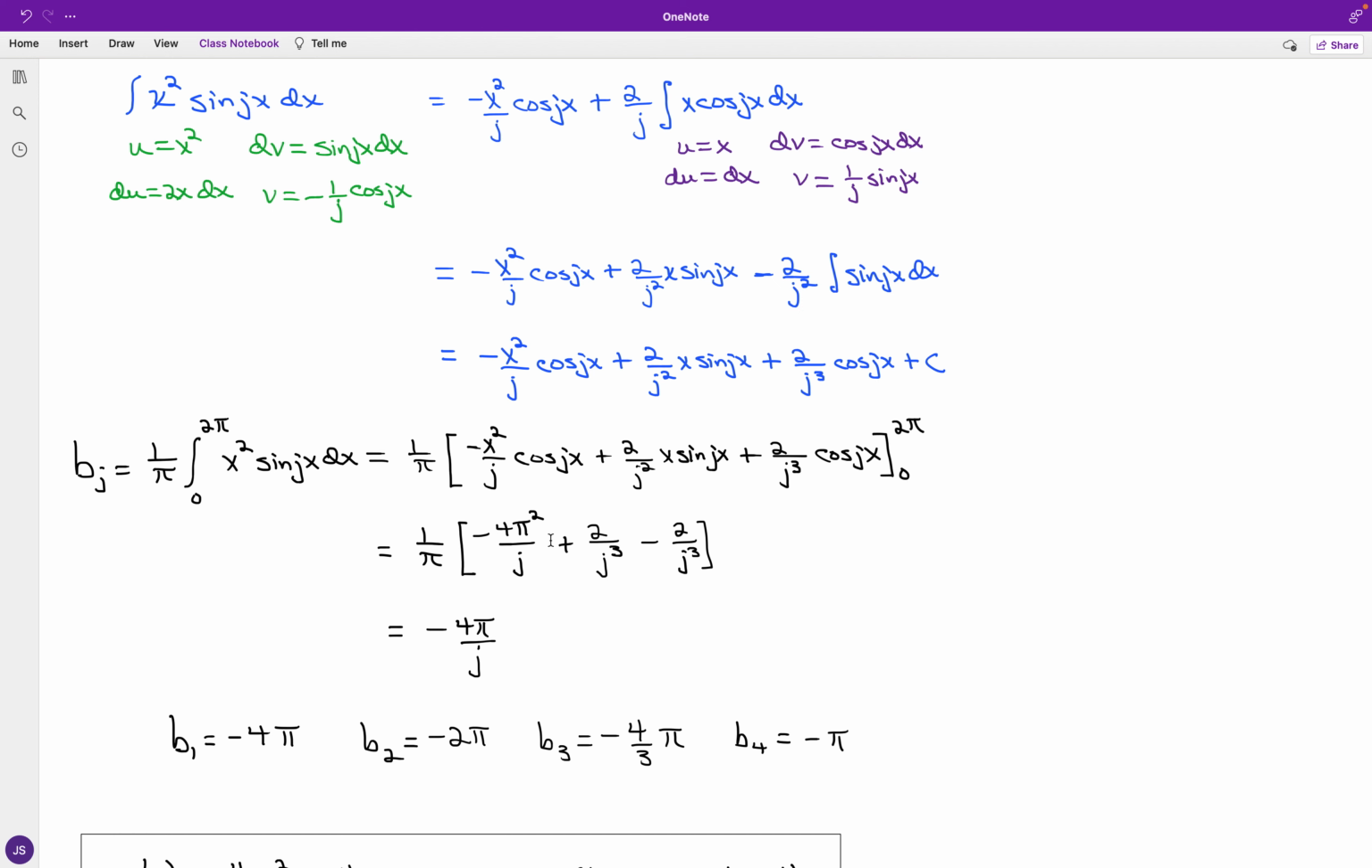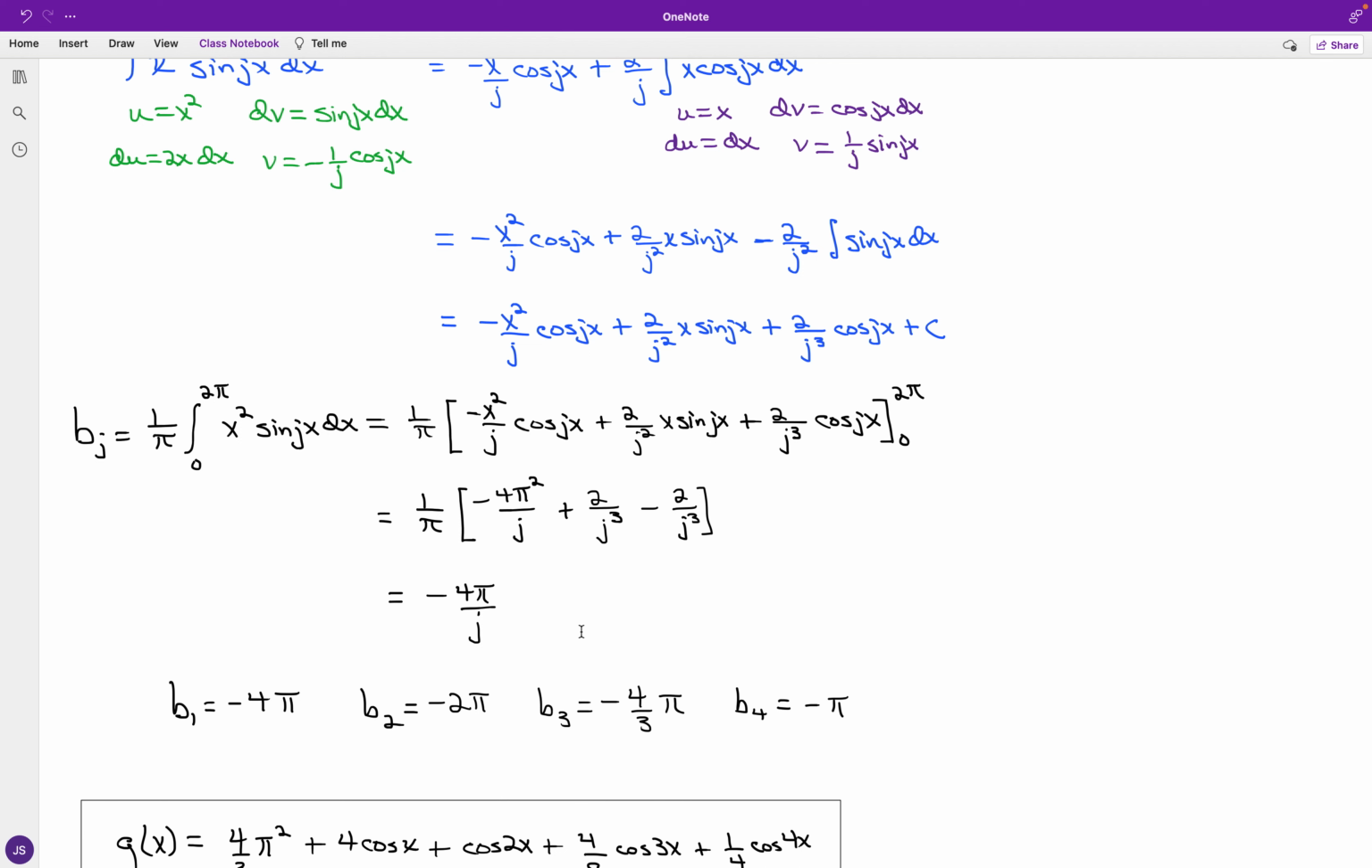At 2 pi, we have negative 4 pi squared over j, since the cosine of 2 pi goes to 1. And then at the upper limit 2 pi, cosine of 2 pi is 1, and you have times 2 over j cubed. But at the lower limit, we're going to have the subtraction of 2 over j cubed. So the only term left standing inside the bracket is negative 4 pi squared over j, and multiplying by the reciprocal of pi and simplifying, we have negative 4 pi over j.